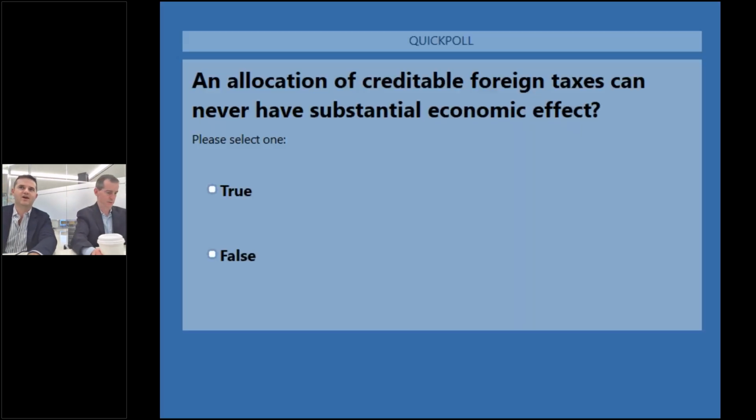Okay, so I'll hand it off for the next polling question. So going back to our section here, an allocation of creditable foreign taxes can never have substantial economic effect. Never. True or false?